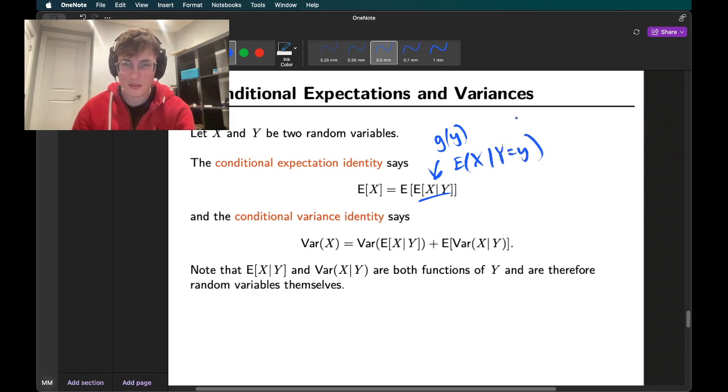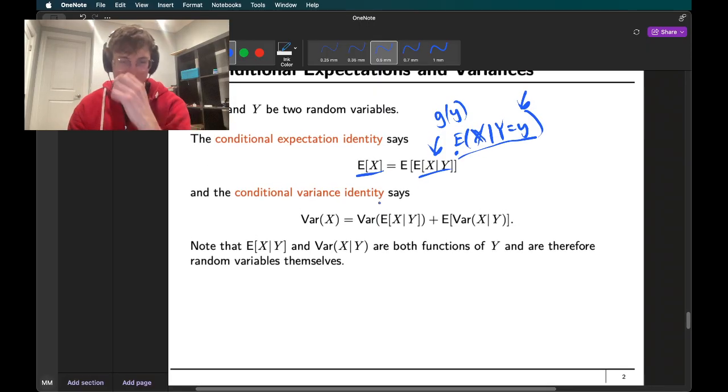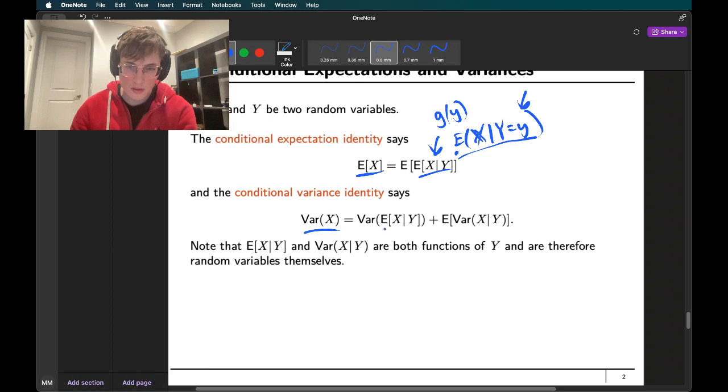So basically this is partitioning Y into the set of all possible values. We're taking this expectation over X, so assuming that Y is y, what is the expectation of this X? And so this is a function of Y. Then we take the expectation of that over all Y, and that's how we end up with the expectation of X. The conditional variance identity says this: the variance of X is the variance of the expectation of X given Y, plus the expectation of the variance of X given Y.